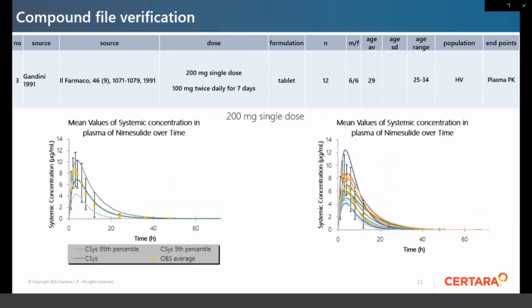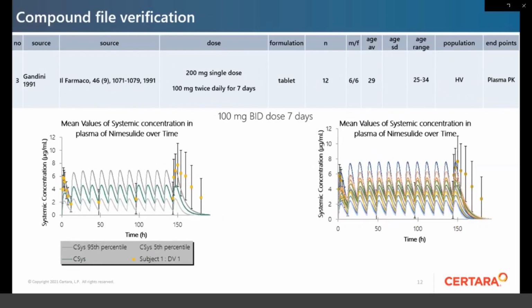The third study which is available is the Gandini study. There are two different scenarios available here, or data for these two scenarios, namely a single dose study and a multiple dose study. I'm not presenting any goodness of prediction metrics, which is not absolutely necessary here. Just a visual check gives us the information that the model is acceptably good.